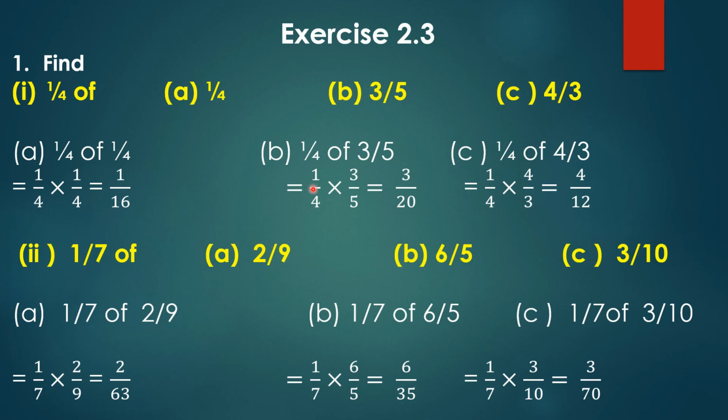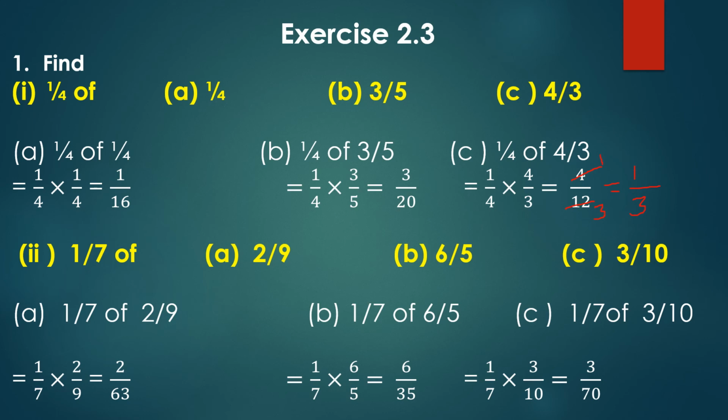And next, 1 by 4 of 3 by 5. This will become 1 by 4 into 3 by 5, which is equal to 3 by 20, because 4 fives are 20. Next, 1 by 4 of 4 by 3. Write down 1 by 4 into 4 by 3, which is equal to 4 by 12, and again we can cancel: 4 ones are 4 and 4 threes are 12. So this is equal to 1 by 3. So 1 by 3 is the answer.